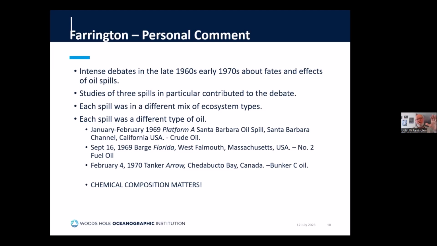Now, I've been involved in several of the debates at that time about fates and effects of the oil. And one of the things that one could take away from these debates is that making such comparisons, you have to take into account the chemical composition. Chemical composition matters. Okay. It's my personal comment and emphasis.